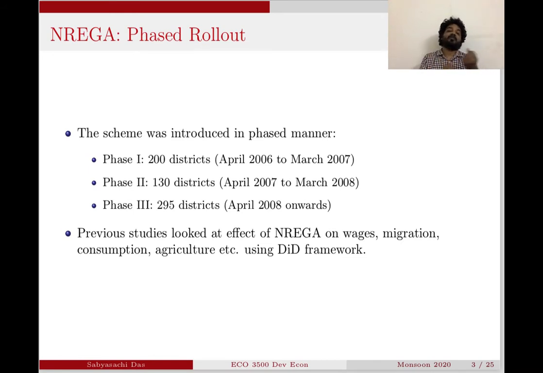So for example, they want to see migration in a district before 2006 and after 2006, in phase 1 versus phase 2 and 3 in 2006, and in phase 1 plus phase 2 vis-a-vis phase 3 in 2007, and whether these are systematically different. Okay, so that's the idea. And that's the standard method that most of the papers used.